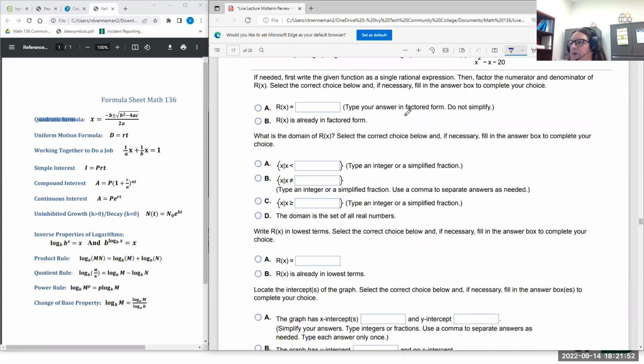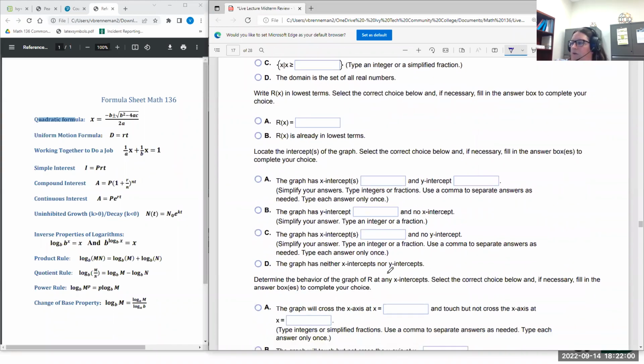If there wasn't any simplifying to do, then it doesn't want you to type in the factor form again. It wants you to choose already in lowest terms. You have the intercepts. Because it says x-intercepts and y-intercepts, you're just typing in the x values and the y values, not ordered pairs. So it doesn't say type ordered pairs. You're not going to type ordered pairs.